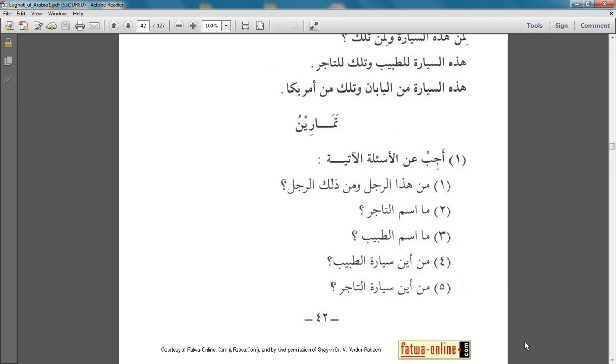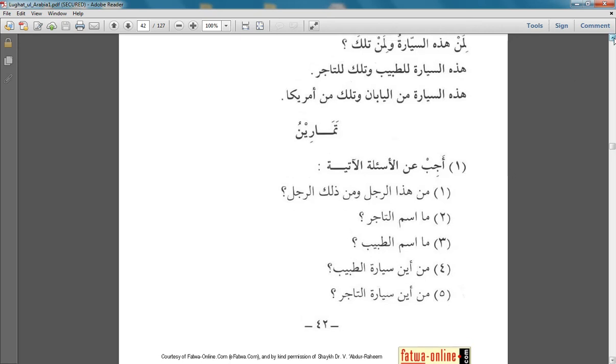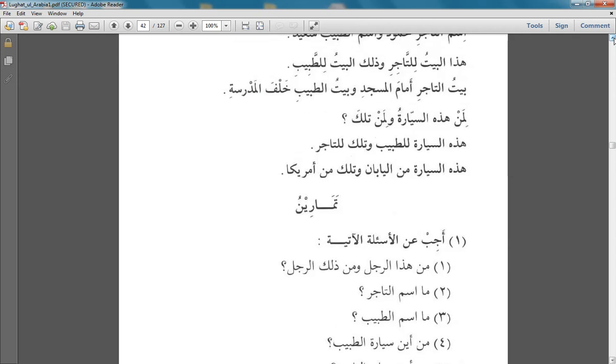Bismillahir Rahmanir Rahim. In this lesson, we're going to be discussing the tamarin, the exercises which are in the eighth lesson, الدرس الثامن. So the first exercise, أجب عن الأسئلة الآتية, respond to the following questions. من هذا الرجل ومن ذلك الرجل? So you have to answer the question that is in the above statements.